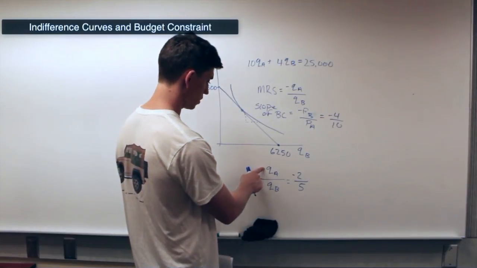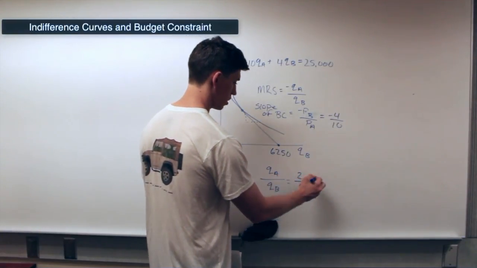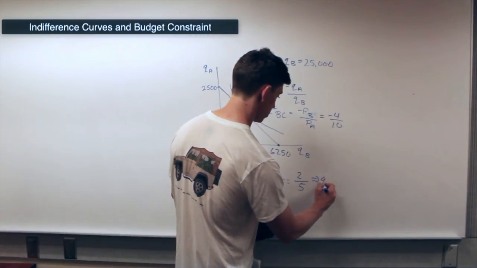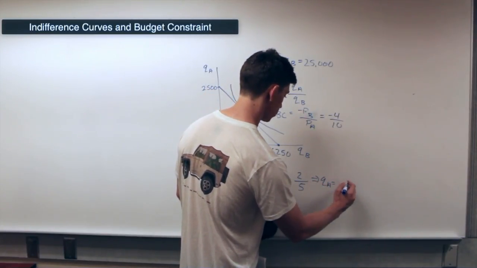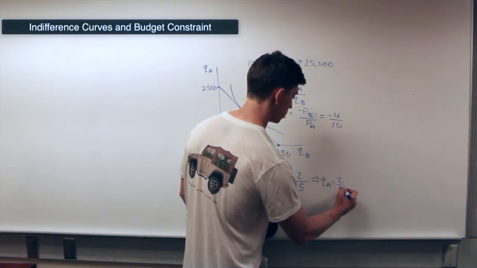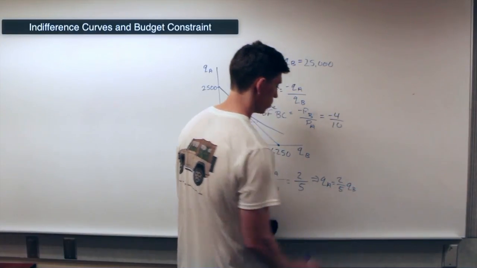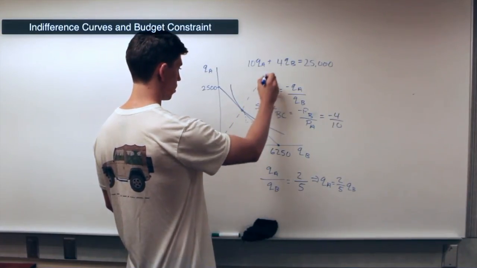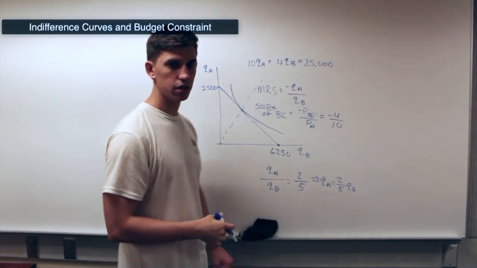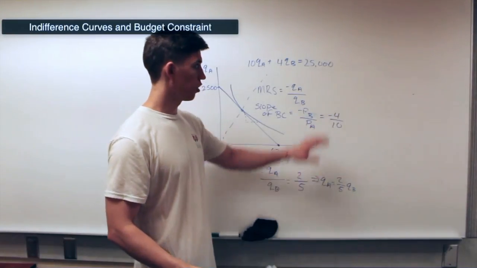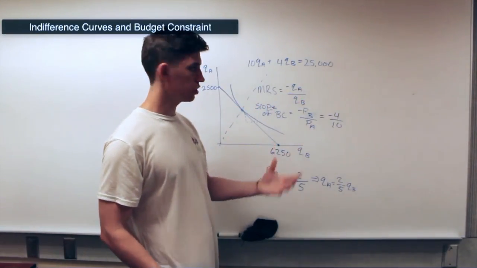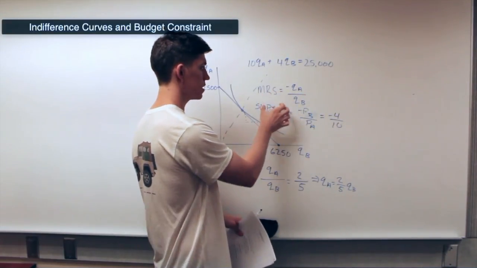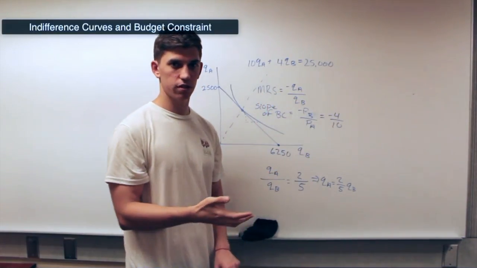The negatives will cancel here, and we will get QA is equal to 2/5 QB. Really what this gets us is a line through here of all of our optimal bundles of A and B, right? For all different income levels. So this just relates, remember, this ratio of prices to these indifference curves and this marginal rate of substitution.